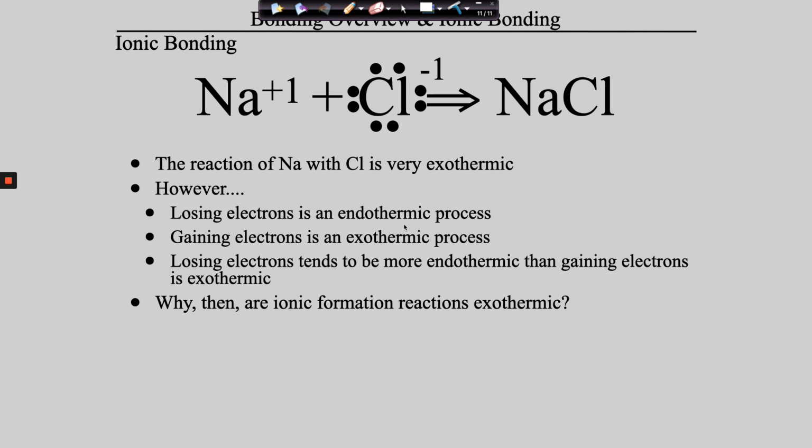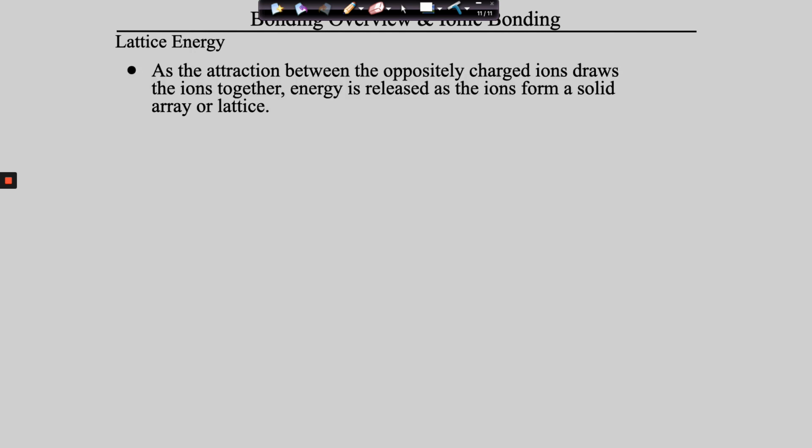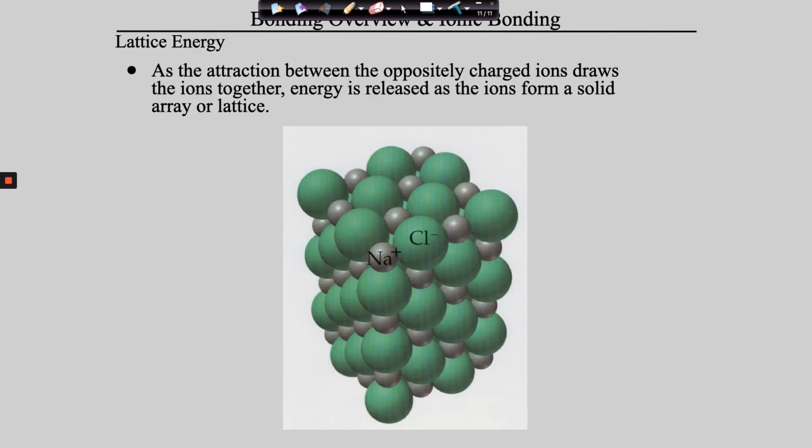The formation of this lattice, guys, is where all the energy comes from in this process. So I don't know if you need to write this down or not, but the idea is this. As the attraction between the positive and negative ions draws this thing closer together, energy is released as we form this array or this lattice. And guys, that is why these formations are exothermic. It's not because of the exchange of electrons, it's because of the formation of the lattice. These things are crazy stable, and therefore a lot of energy comes out when they form.